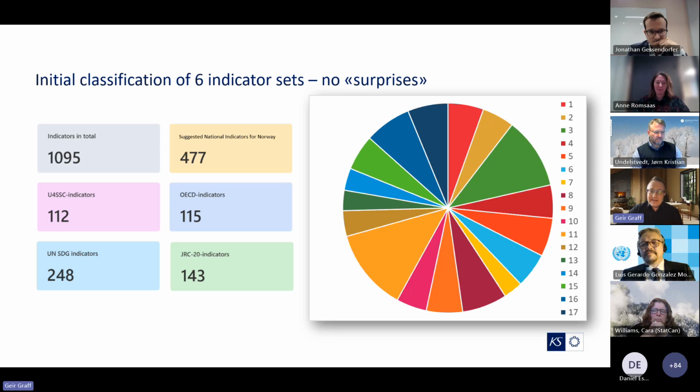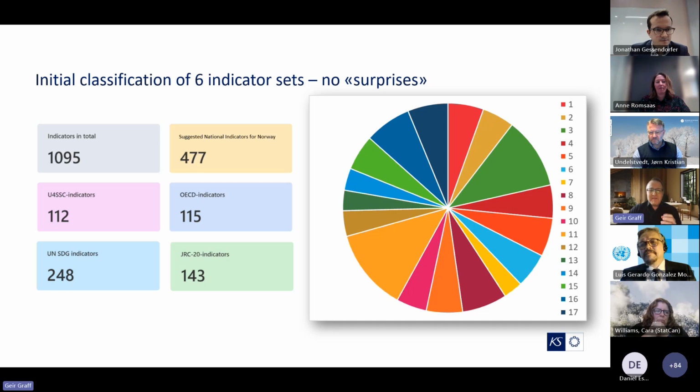It says 6 indicator sets up here, and you have seen me citing 5, but there are 2 versions of this JRC handbook, one from 2020 and one from 2022, with a little bit different indicator sets. So we have classified both of them, making it all in all 6 indicator sets.